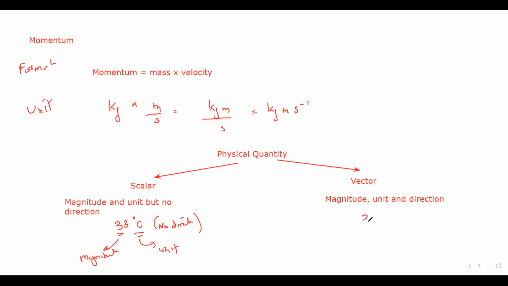Whereas a vector quantity has a magnitude, unit as well as direction. Example, if I say a force of 30 Newton is applied in the direction of east. So 30 represents a magnitude, Newton represents a unit, and east represents a direction. So a quantity which is represented by all the three parameters is known as a vector quantity.